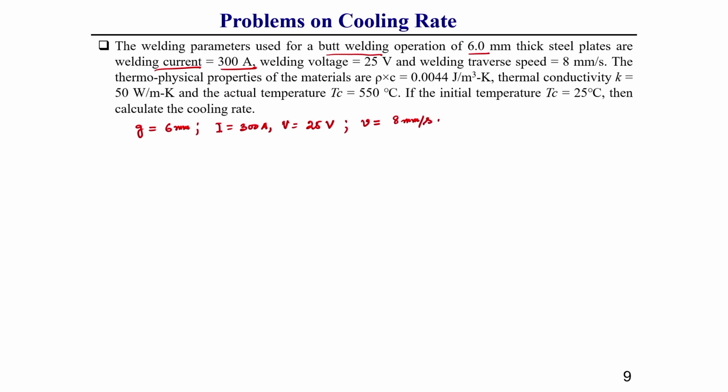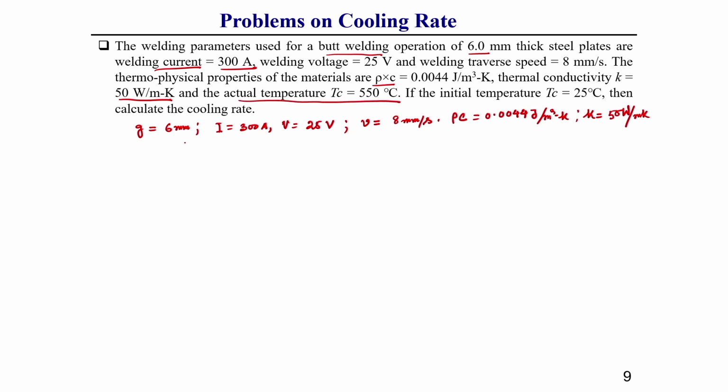The thermophysical property here, rho C, the multiplication of rho into C, is given as 0.0044 joule per meter cube Kelvin. And the thermal conductivity K is given as 50 watt per meter Kelvin. These are the parameters you can see.